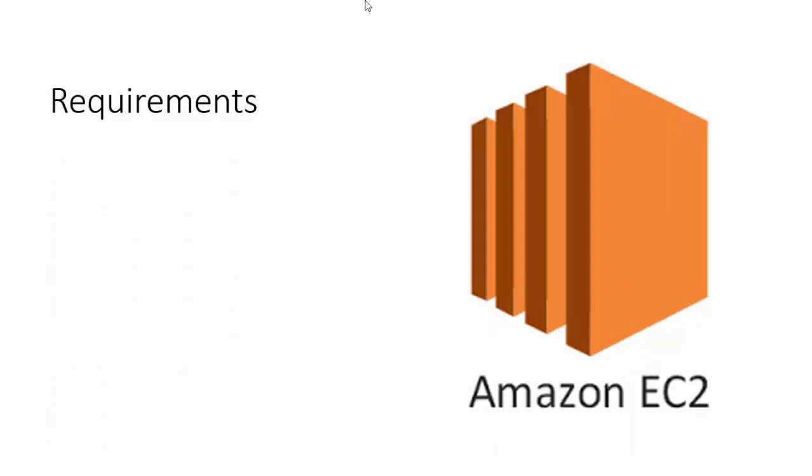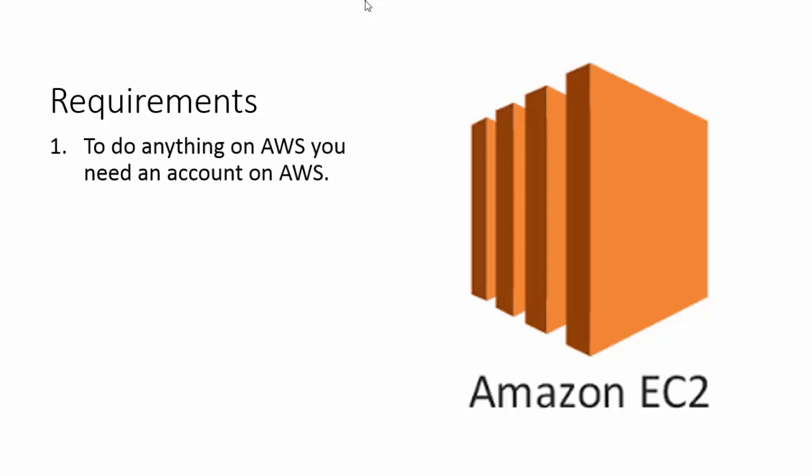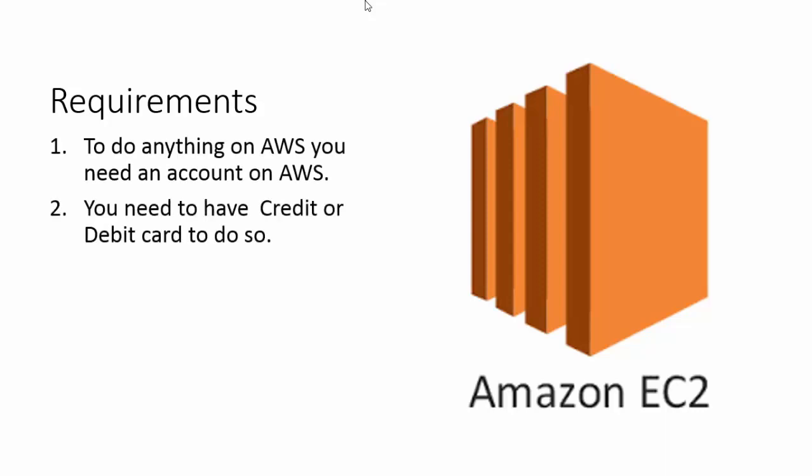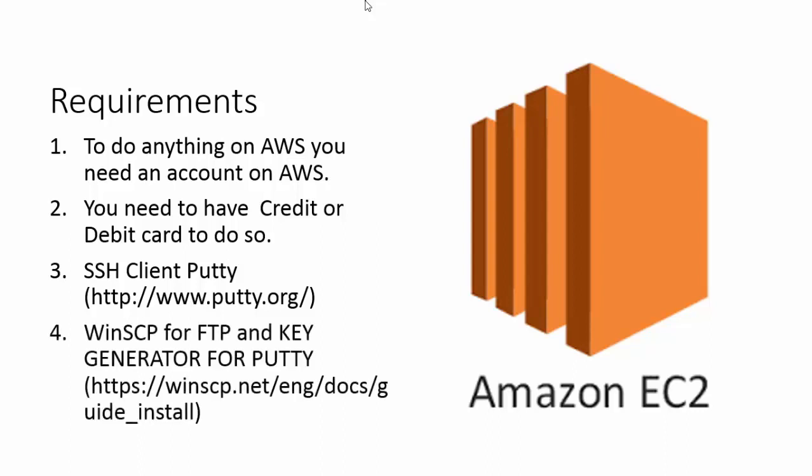The basic requirement to deploy an AWS server is, of course, an AWS account. To create an account with AWS, you need to have a credit or debit card with you, an SSH client that could be PuTTY or any other client that you would prefer, and a keygen, which normally I use WinSCP. You can use PuTTYgen for the same.